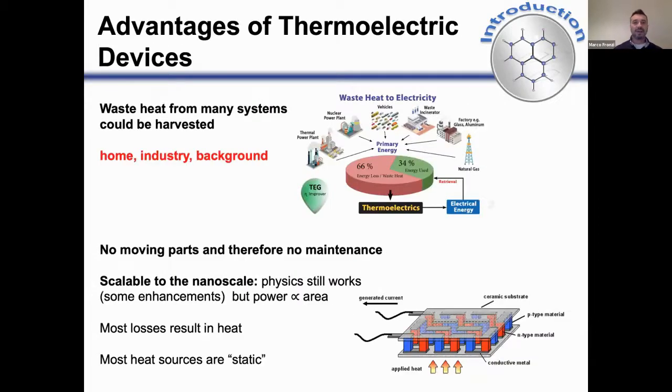As I just mentioned, the power of the Seebeck effect is that we can use heat, which is considered to be a waste, and most of the time it is actually a waste. It comes from many sources, from home, industry, background heat, even body heat. Everything can be considered a source of energy in that sense, as long as we have a gradient in temperature. The other great advantage of thermoelectricity is that there are no moving parts, and therefore there's basically low to no maintenance.